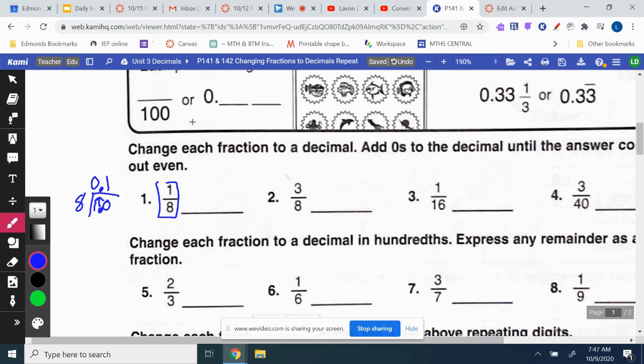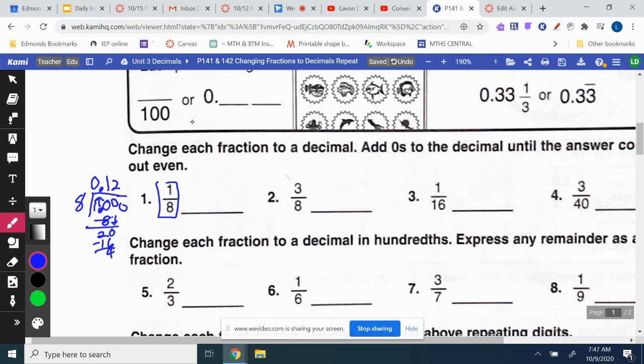1 times 8 is, sorry, that's my mistake, 1 times 8 is 8. And I subtract, and I get 2 left over. Well, I still have a remainder, so let's keep going. I'm going to add another 0, and I drop the 0. And 8 goes into 20 twice. 2 times 8 is 16. And I subtract, and I have a remainder of 4.